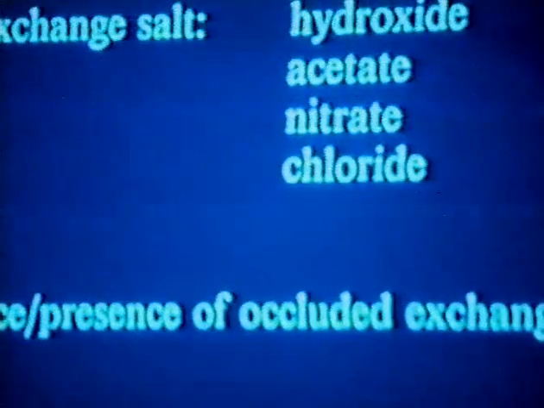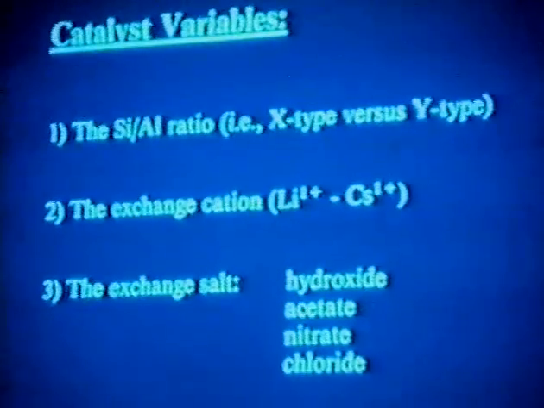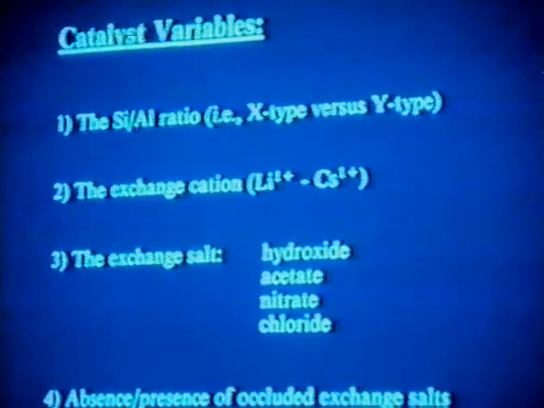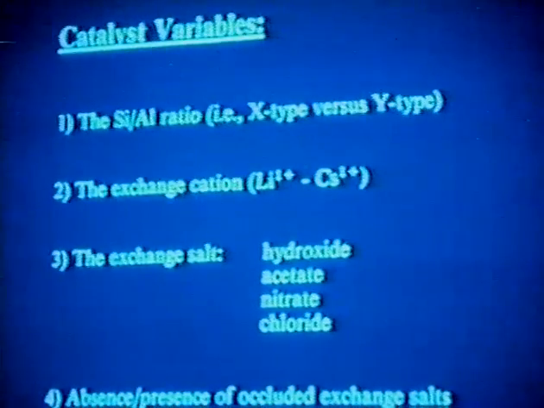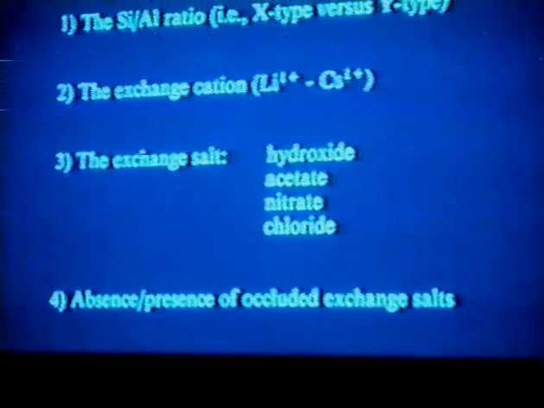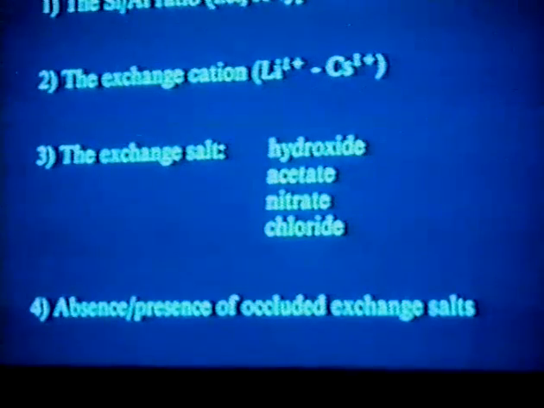Catalyst variables we looked at when we started this work were the silica-alumina ratio. We looked at the X type versus the more siliceous Y type. The exchange cation with group 1A metals, lithium through cesium, and the exchange salt: hydroxide, acetate, nitrate, and chloride. And fourthly, the absence and presence of these exchange salts in the zeolite.